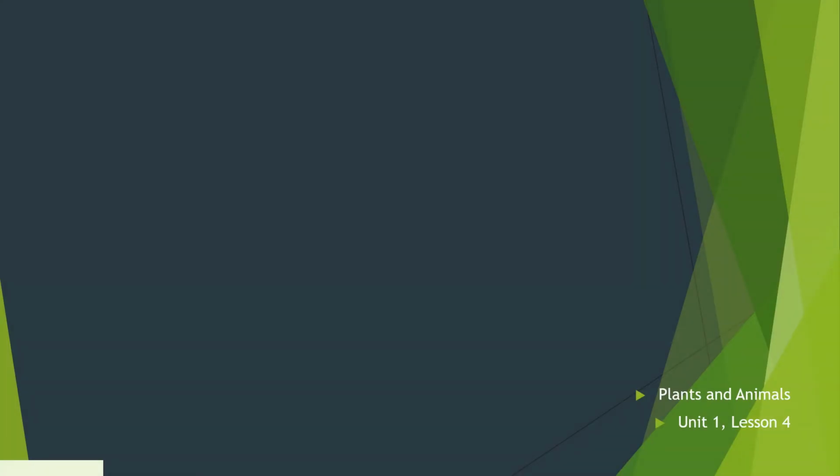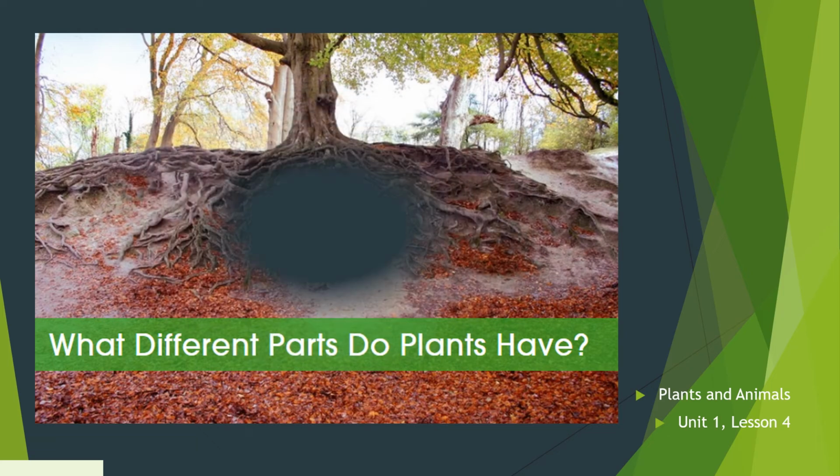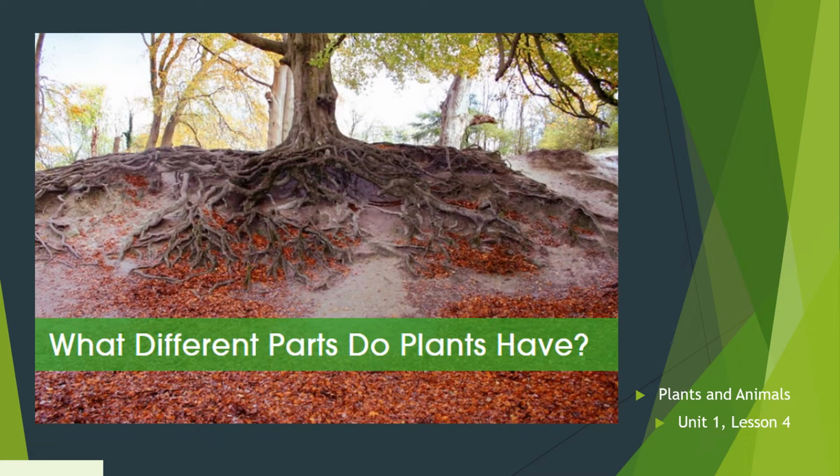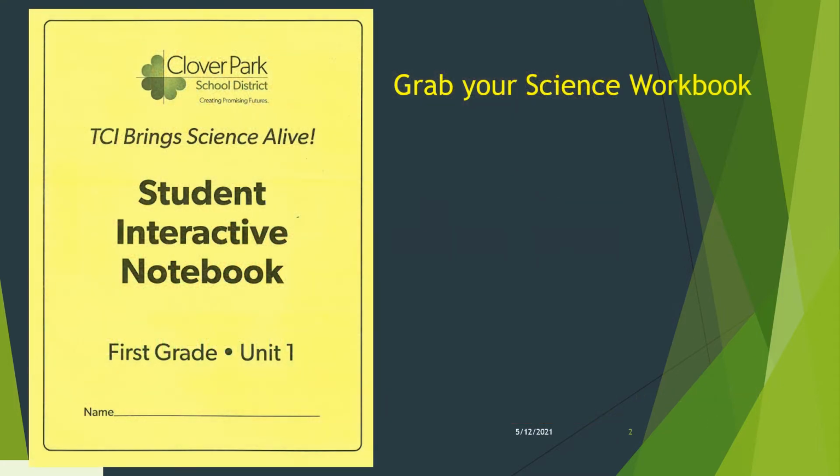Welcome back to our science unit. This is our plants and animals, unit 1. Today's lesson 4 is what different parts do plants have? Make sure you have your science workbook with you. We're going to do quite a few pages of this together. And you need a pencil, of course.